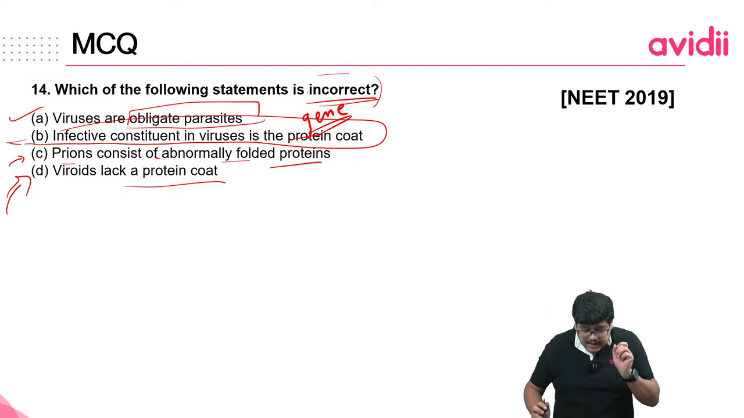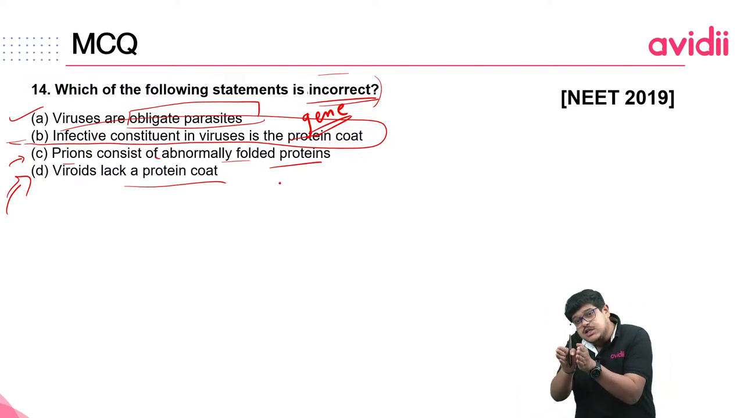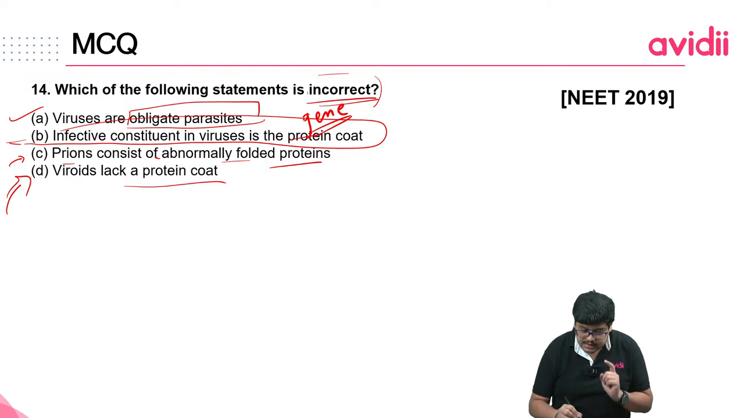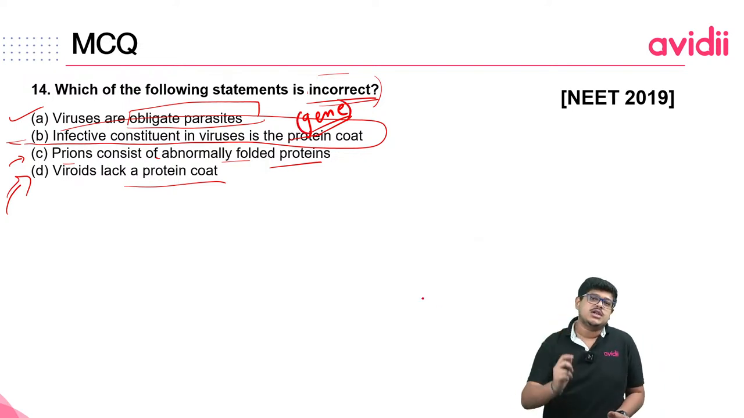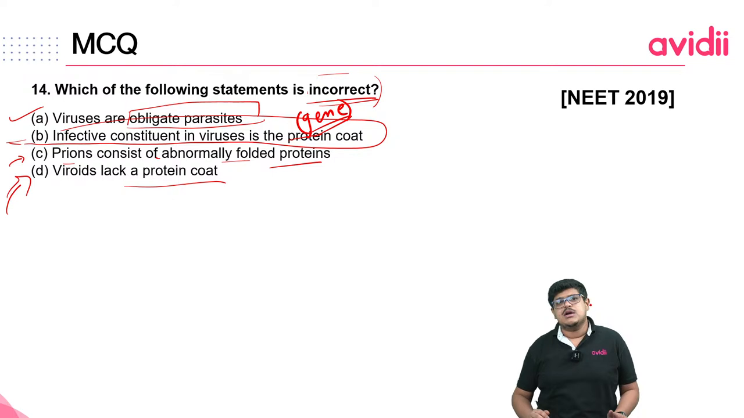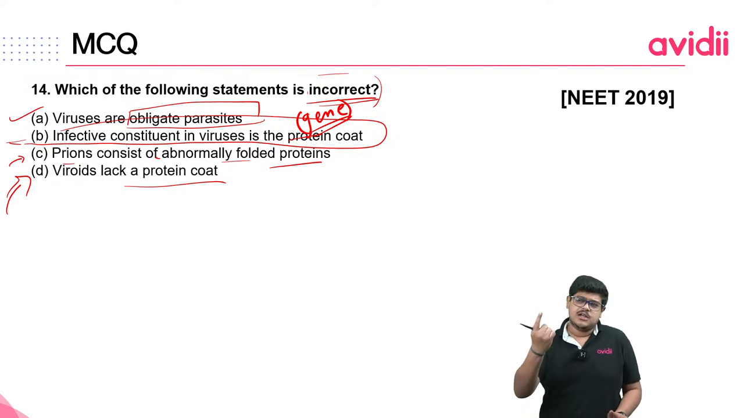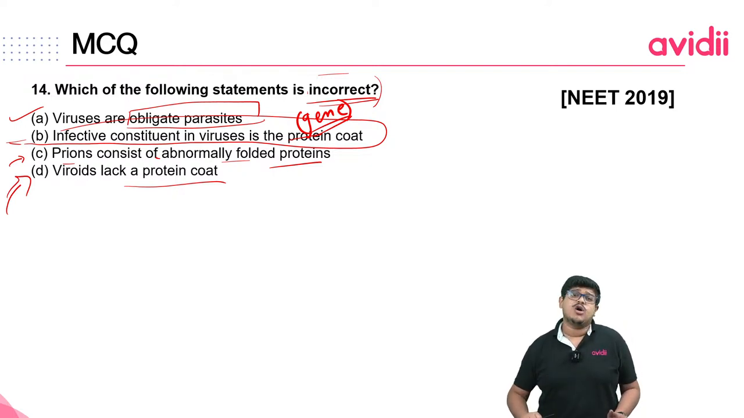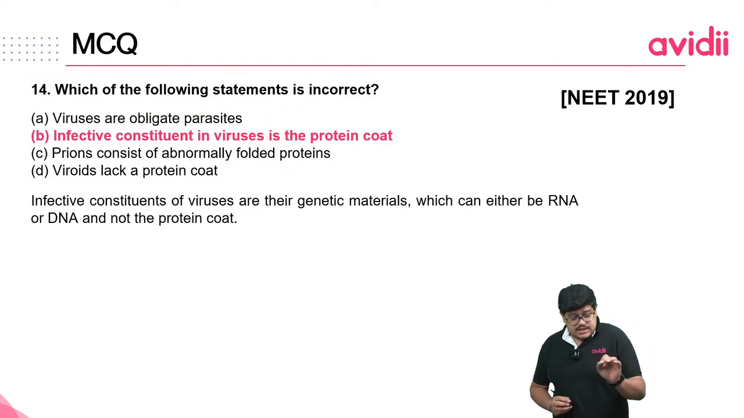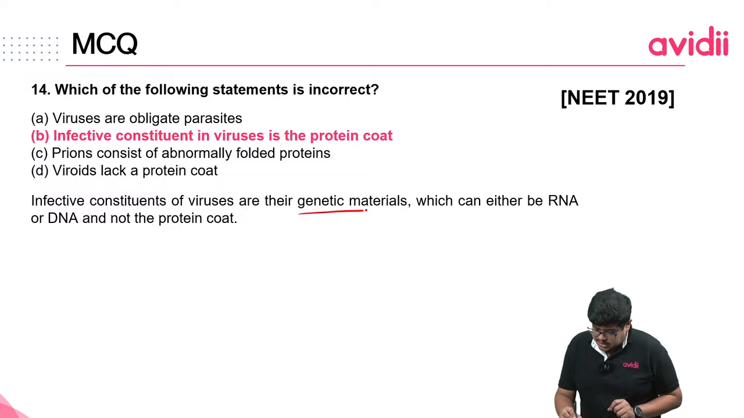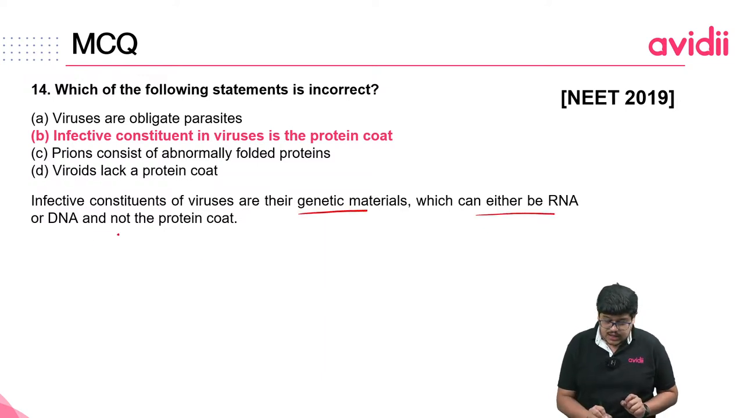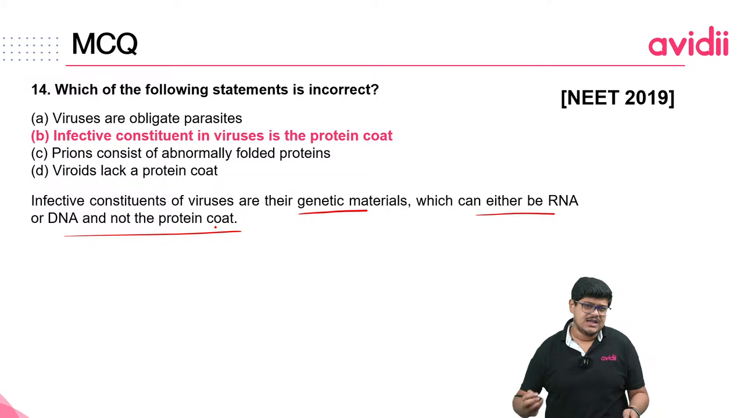But the exact infective constituent that causes the infection to be passed is the gene. If it is a retrovirus, an RNA virus, reverse transcriptase is there, RNA to DNA, and it will integrate with the host DNA, utilizing the host replication machinery for the multiplication of new viruses. So yes, the infective constituents of viruses are their genetic materials, which can be either RNA or DNA, and not the protein coat. The protein coat consists of receptors that increase the virulence of the pathogen.